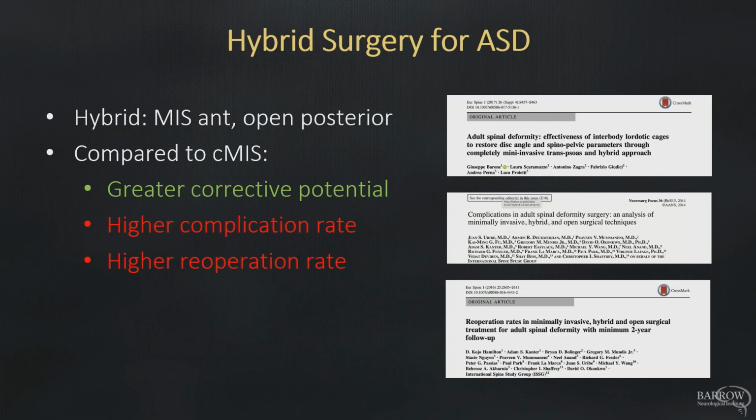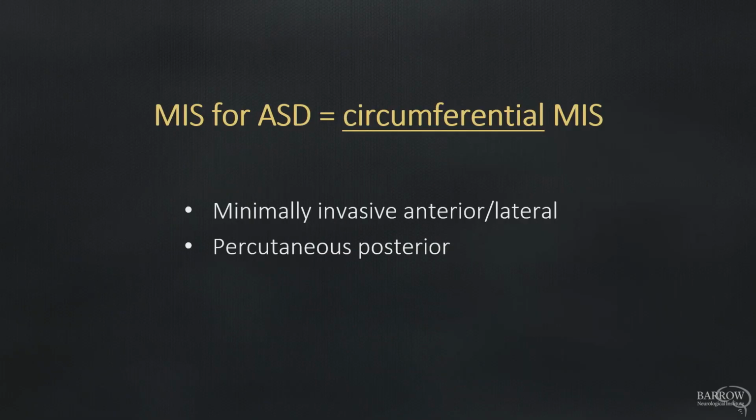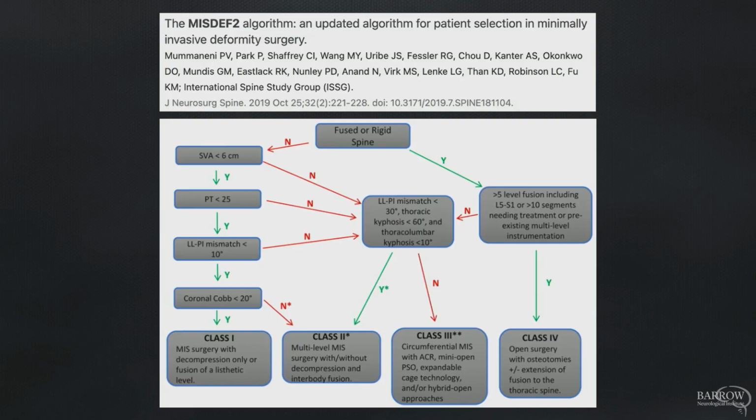Some have tried to combine open posterior incision with minimally invasive anterior in order to increase the corrective potential, and while that is effective, you lose essentially those benefits of MIS by having an open posterior incision. So that's not what we're talking about here. We're not talking about hybrid, we're talking about circumferential MIS, so MIS from the front and percutaneous from the back. We've seen this a couple times already this morning.